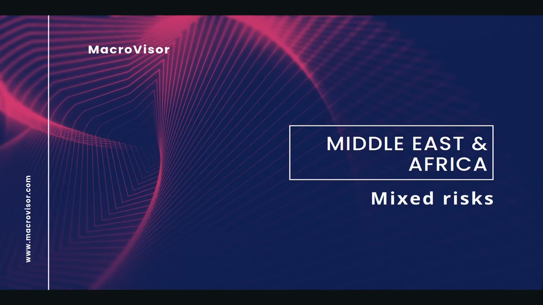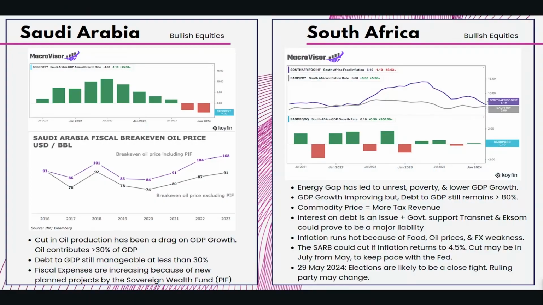First off, we start with Saudi Arabia. Now, with the cut in oil production, we are seeing negative GDP growth because oil accounts for over 30% of GDP for Saudi Arabia. So when they did decide to bear the higher brunt of the OPEC cuts, they actually harmed their own economy quite a bit. So something to think about.